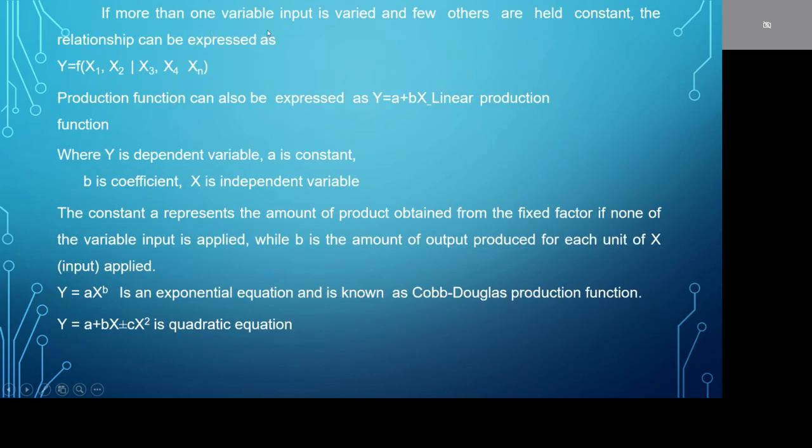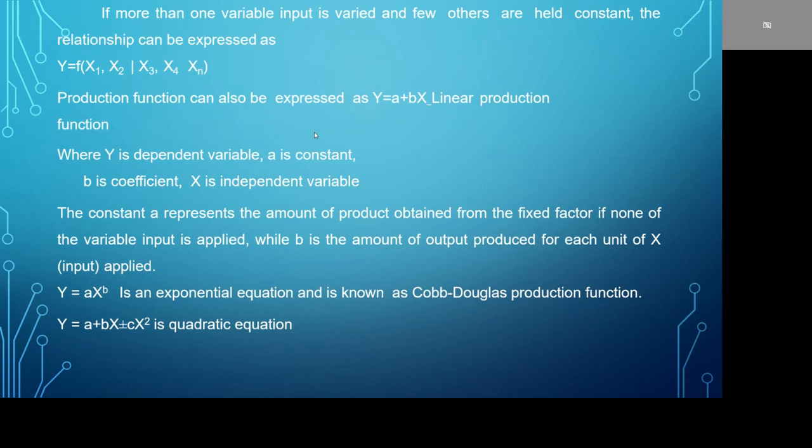If there is more than one variable input and some others are constant, then the production function is expressed like this: Y equal to f of x1, x2 | x3, x4, ... xn. These two are variable, these are constant. There are different types of the production function.